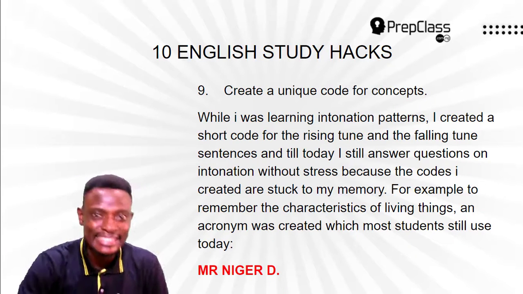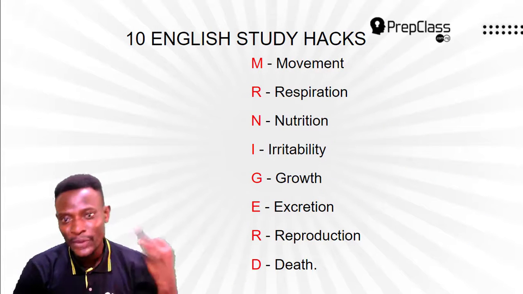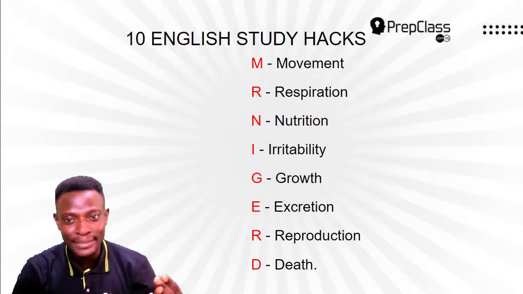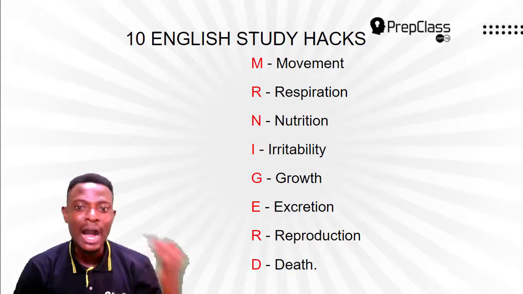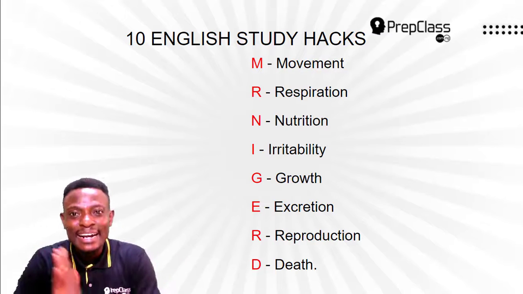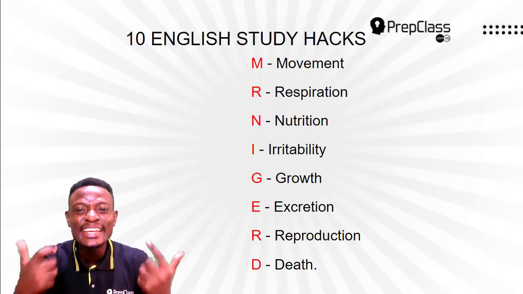Now, Mr. Niger D stands for M, movement, R, respiration, N, nutrition, I, irritability, G, growth, E, excretion, R, reproduction, D, death. So all of these are characteristics of living things, Mr. Niger D. This is a unique code.